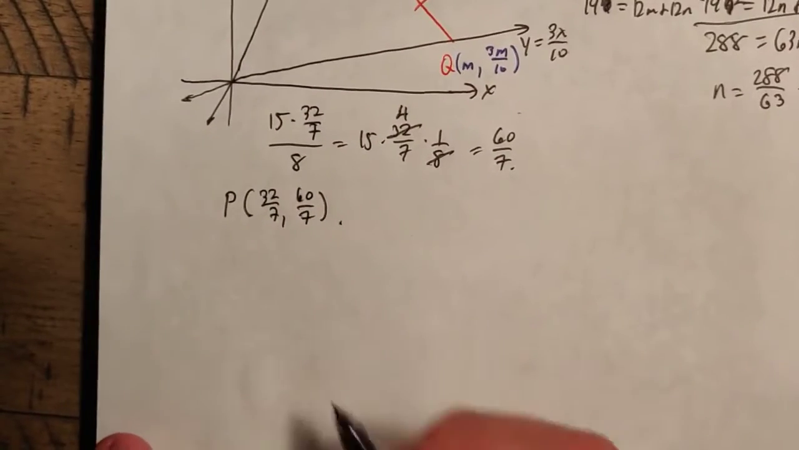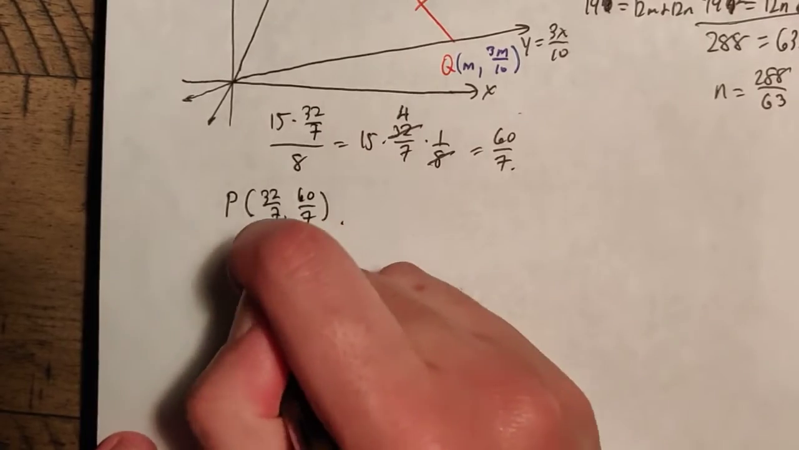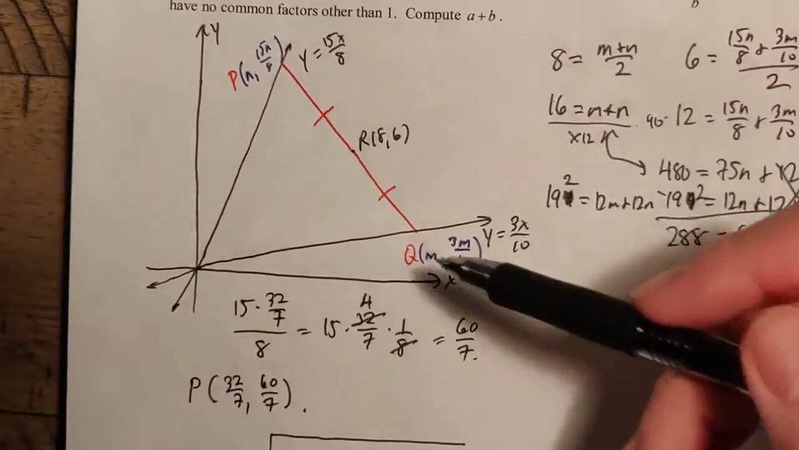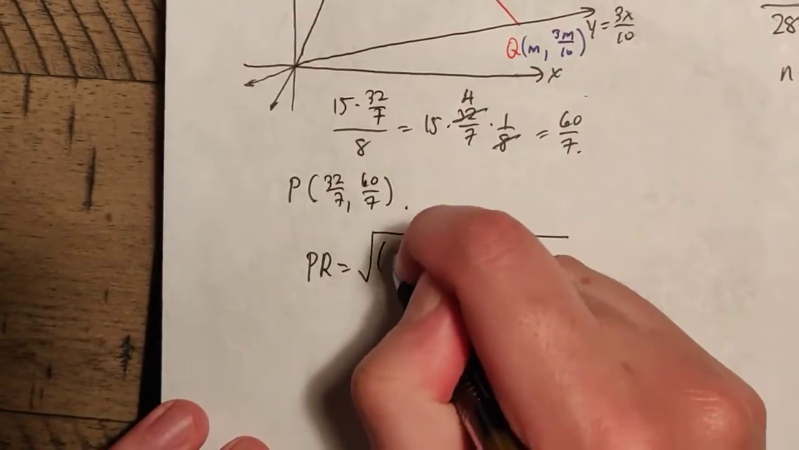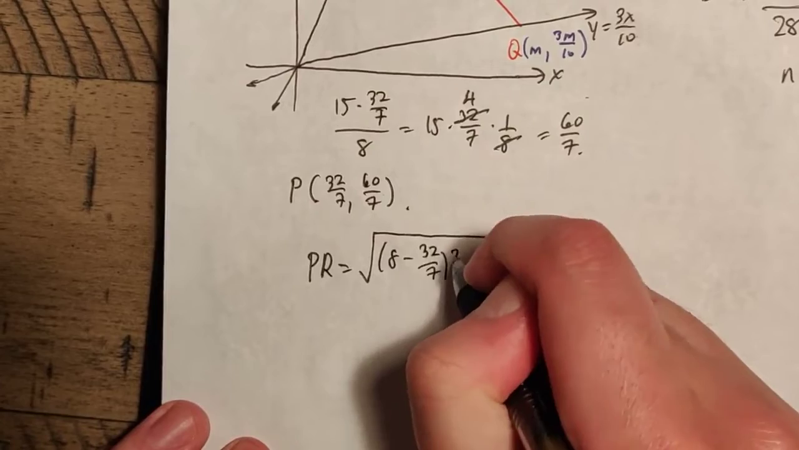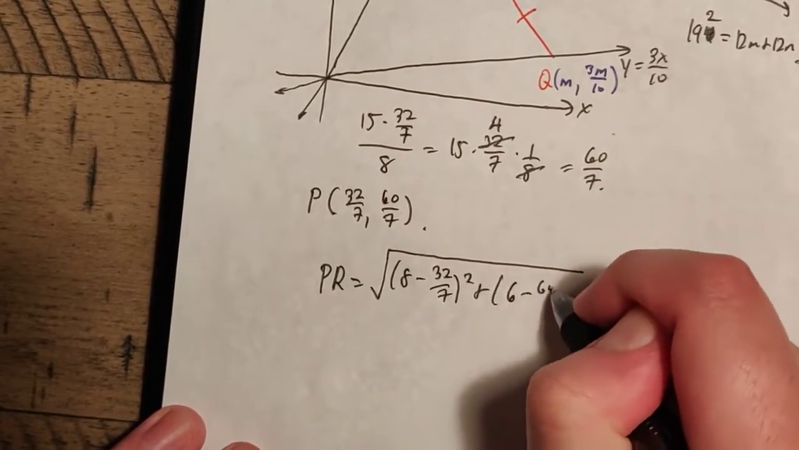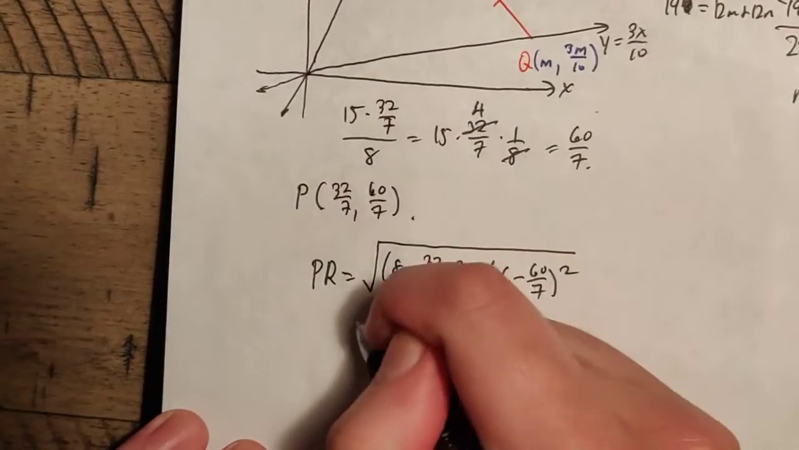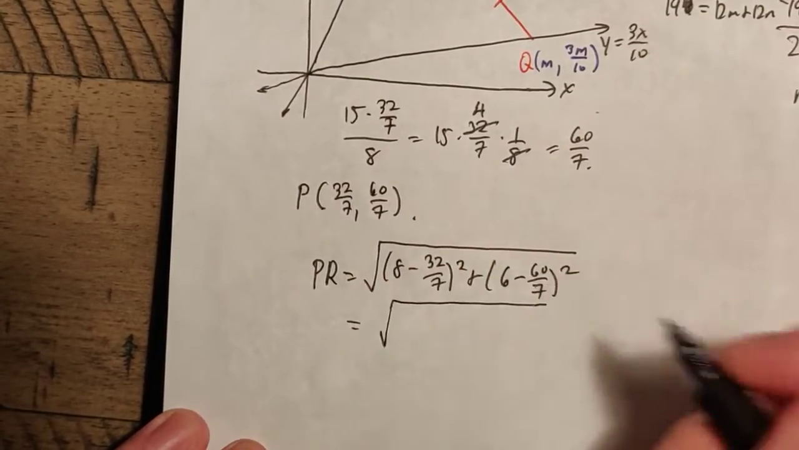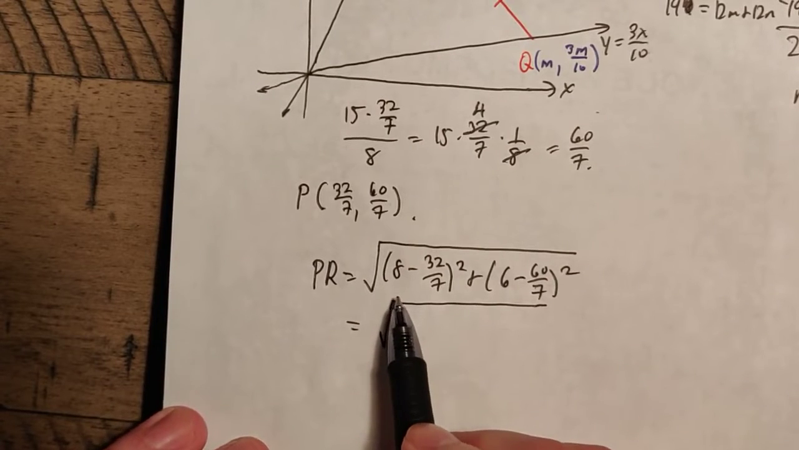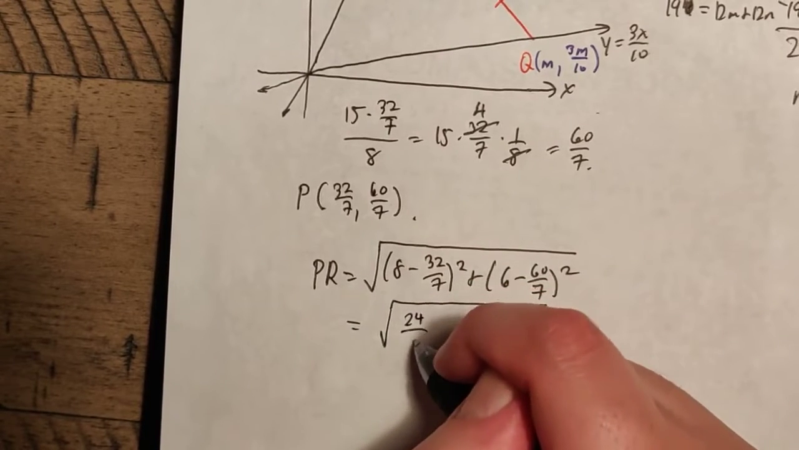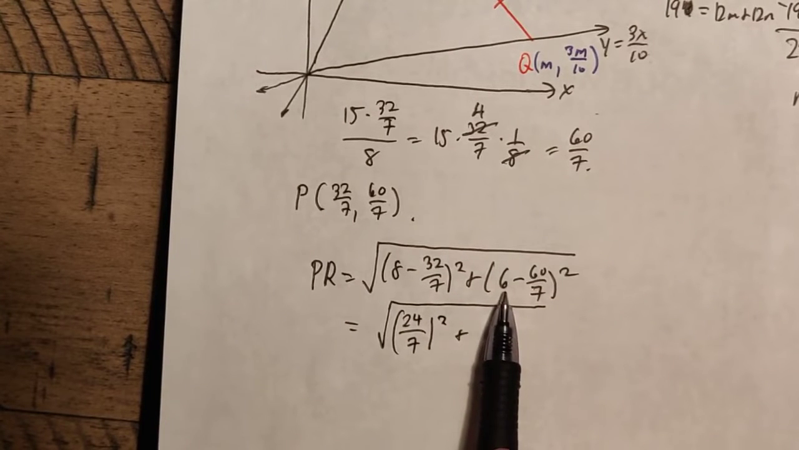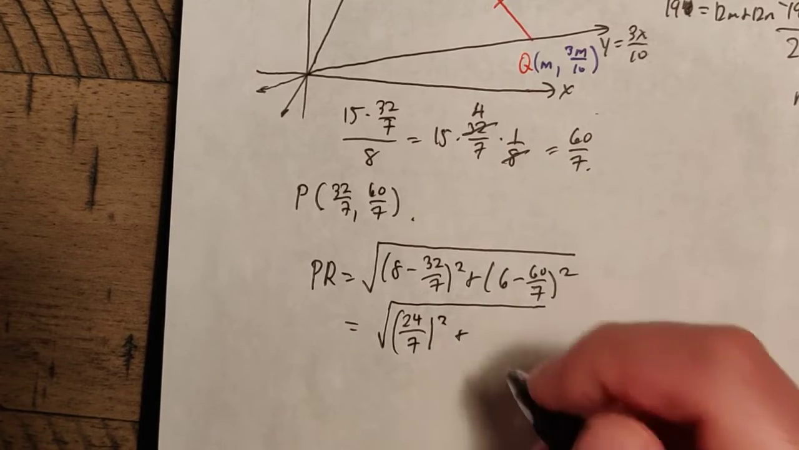And now we can go ahead and figure this out here. We can now calculate the length of PR. So PR here, again, we just use the distance formula, okay? So we knew that this was 8, 6, so now we're going to go ahead and connect it. So it's going to be 8 minus 32 over 7, all squared, plus 6 minus 60 over 7, all squared, okay? Alrighty, so let's see. 8 is 56 over 7. 56 minus 32 gives us 24, so you get 24 over 7, all squared. Plus, well, let's see, 6 is 42 over 7. 42 minus 60, so it's going to be a negative 18, but that's okay.